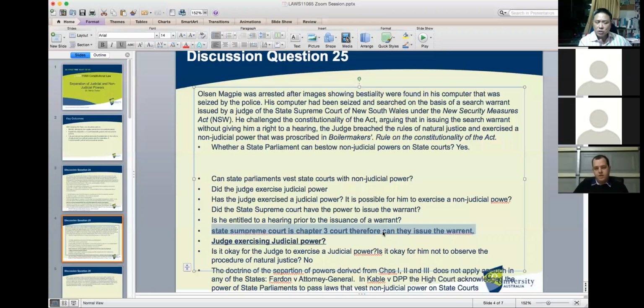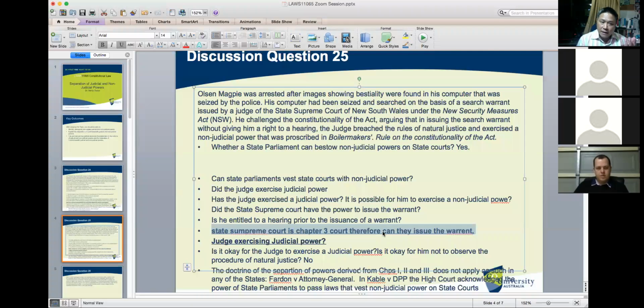Okay, so there are two aspects to this. A state Supreme Court, on the one hand, is a Chapter 3 court, and that is clearly recognized in Chapter 3 of the Constitution. But on the other hand, a state Supreme Court is also part of the court system of states. And for that reason, it is not a Chapter 3 court. So it has two aspects. It has two dimensions. It is both a state Supreme Court, and it is also a federal court.